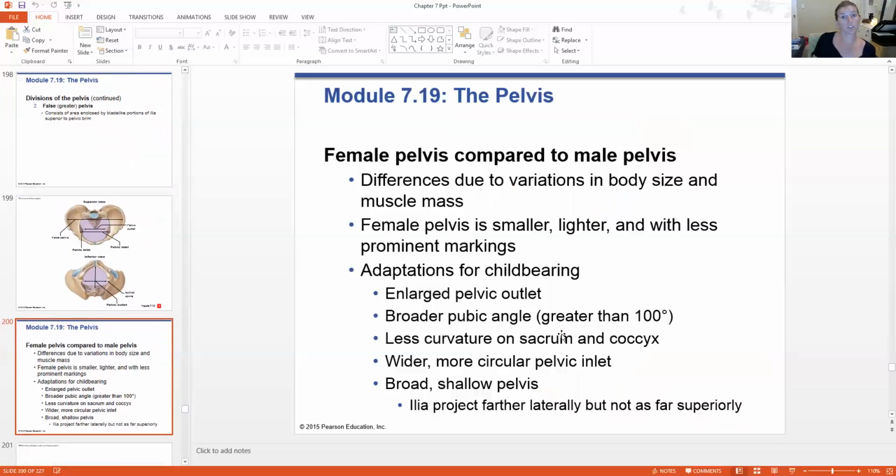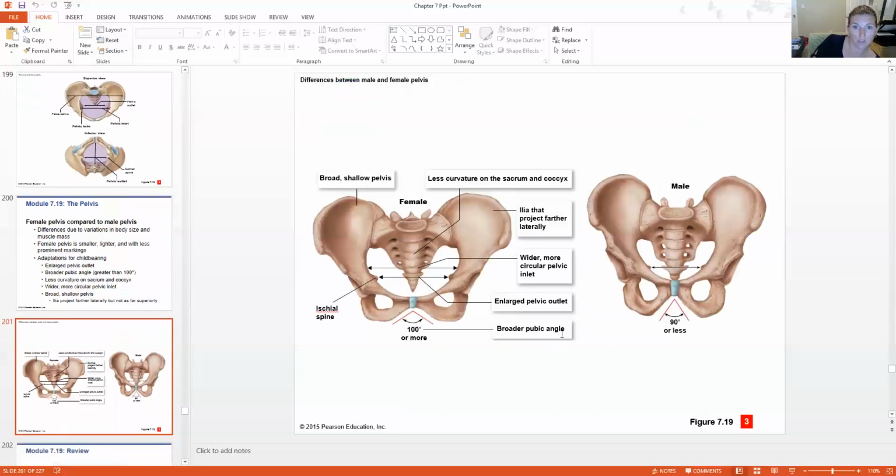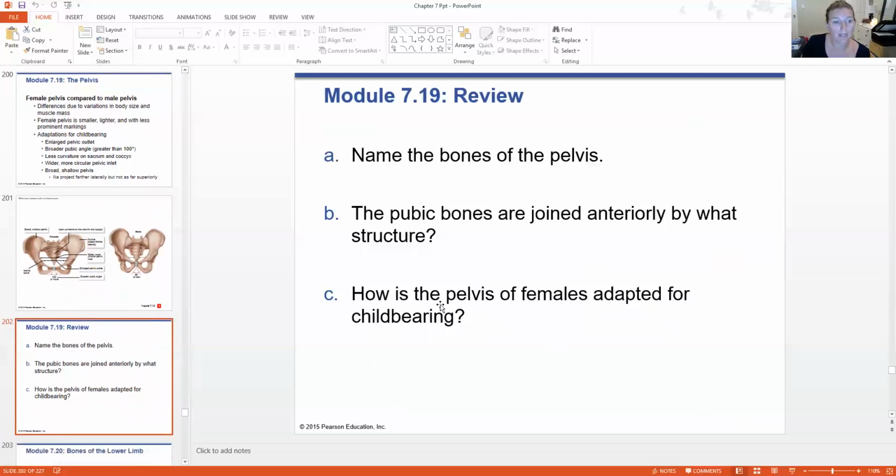A lesser curvature to the sacrum and coccyx. It's more flat. Wider, more circular pelvic inlet, and a broad, shallow pelvis. You can see by looking at these two very clearly what the difference is. You should know these differences. You can pause the video, go back, and review.